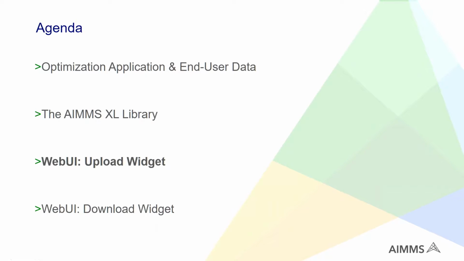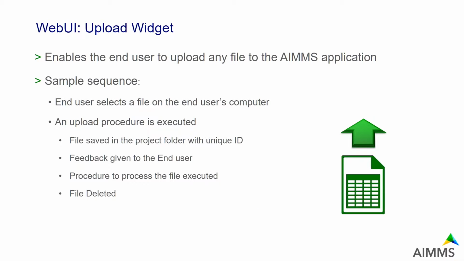So moving back to our presentation, now I want to take you through our 2 new widgets, the upload and download widgets, and how we would set them up and run them. The AIMMS upload widget enables our end users to upload any file in any format to our AIMMS application. What the widget simply does is accept the files, and then it will run a procedure that you will write to decide how you want to process the file.